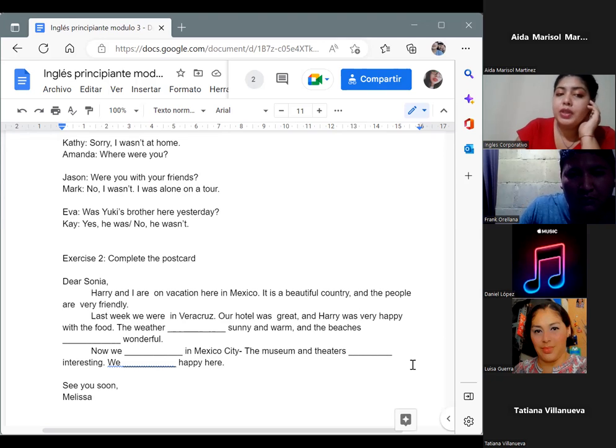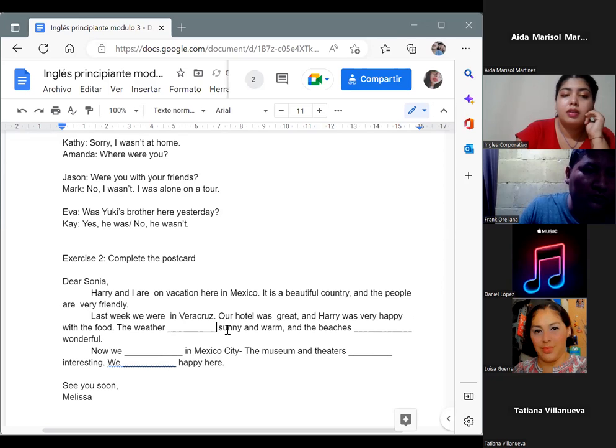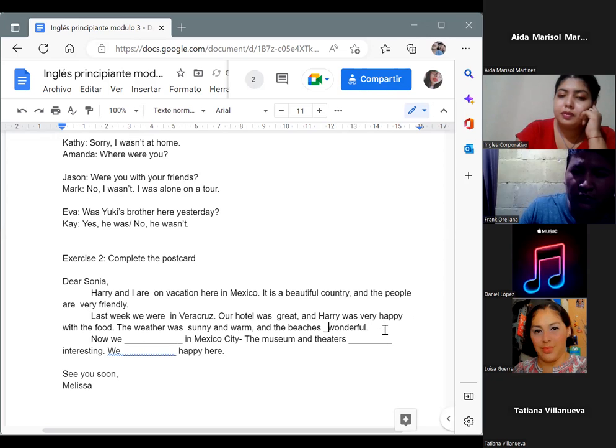Was very happy with the food. The weather was sunny and warm. In the beaches, plural, were wonderful. Good. Volvemos a presente.